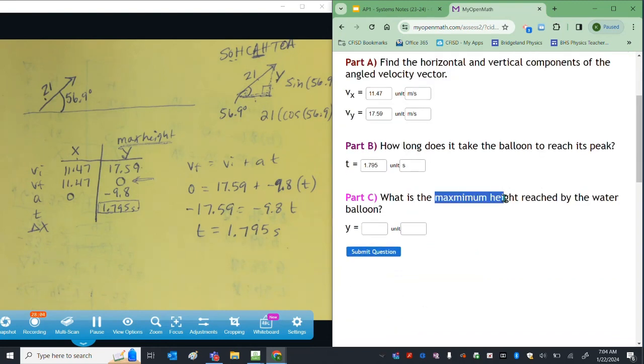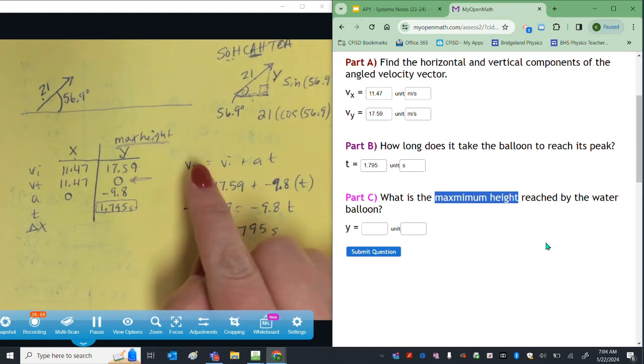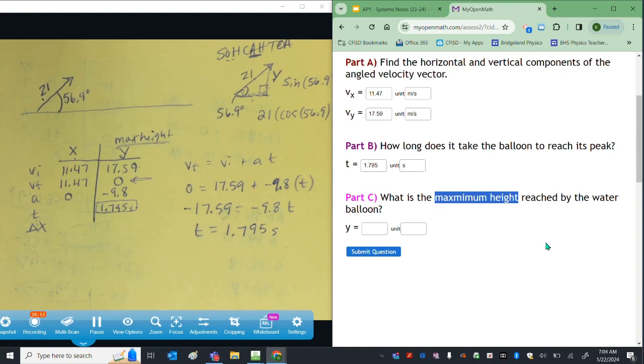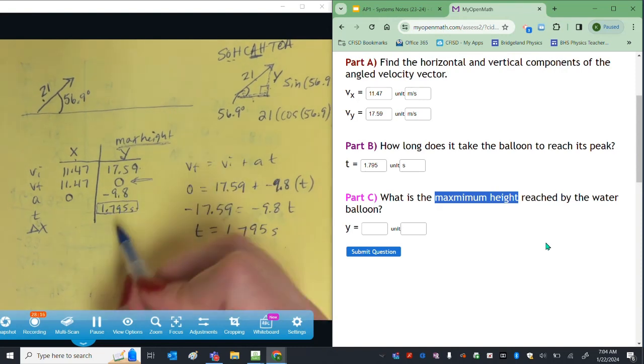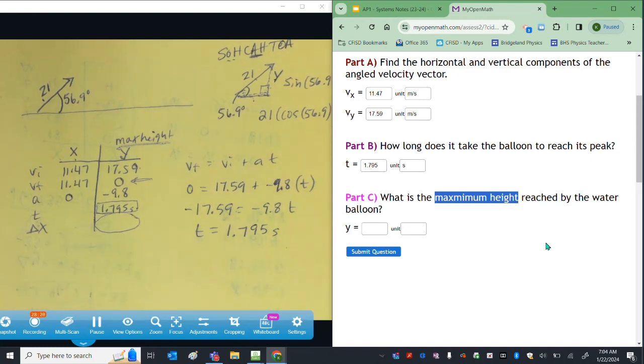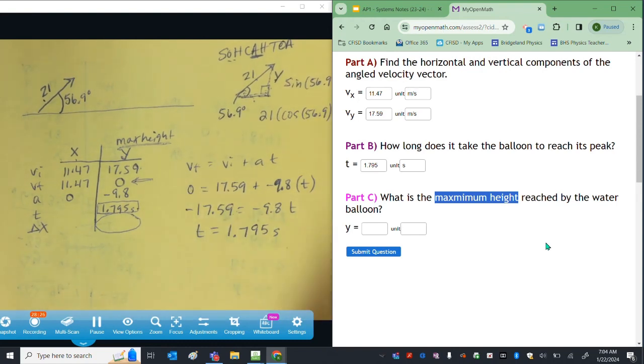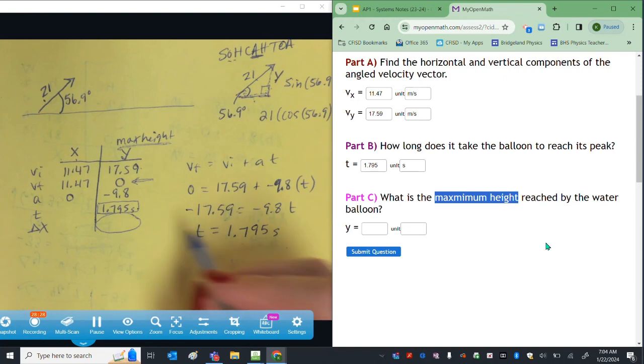Again, because I'm looking for max height, this is what I want to use. Again, you're able to have another column here. We just wouldn't be able to really use it to find anything because it's specifically asking for max height. If I want to determine my max height, I need my displacement vertically. And so it's the only thing left to solve for. So you can solve for this with any equation that has delta x in it. So let's go ahead and use this one.